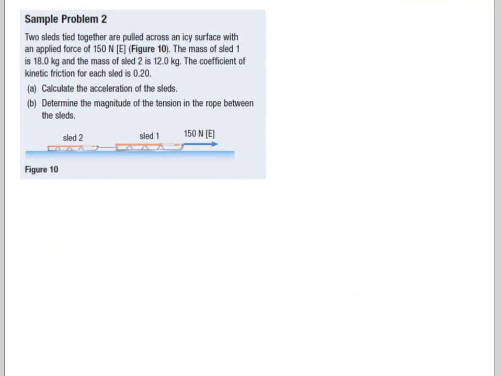We'll try one more sled question if we've got time here. Two sleds tied together are pulled across an icy surface with an applied force of 150 newtons. Got that. The mass of sled 1 is 18 kilograms. I'm going to write that down right now because I find that helpful. Mass of sled 2 is 12 kilograms. So I've got a 30 kilogram system here. The coefficient of kinetic friction is 0.2. Calculate the acceleration of the sleds.